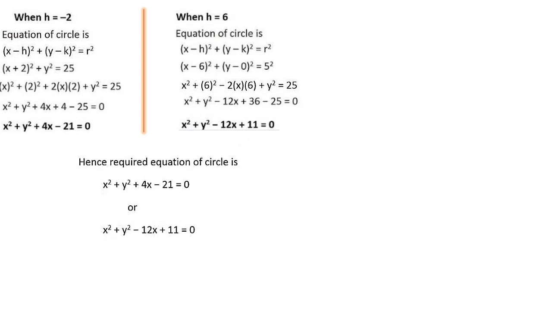So we can summarize it. The required equation of the circle is x square plus y square plus 4x minus 21 equal to 0, or x square plus y square minus 12x plus 11 equal to 0. We are getting two equations because we have got two values of h.